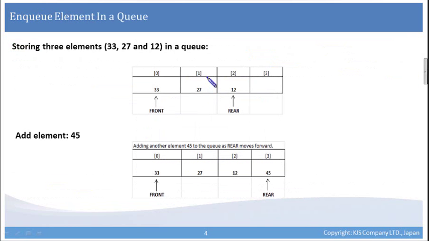So when we are storing 3 elements, 33, 27, and 12 in this order in a queue, the rear would be 12 and the front will be 33. And when we add an element, 45, it will be added over here. So at the rear, a new element would be added.